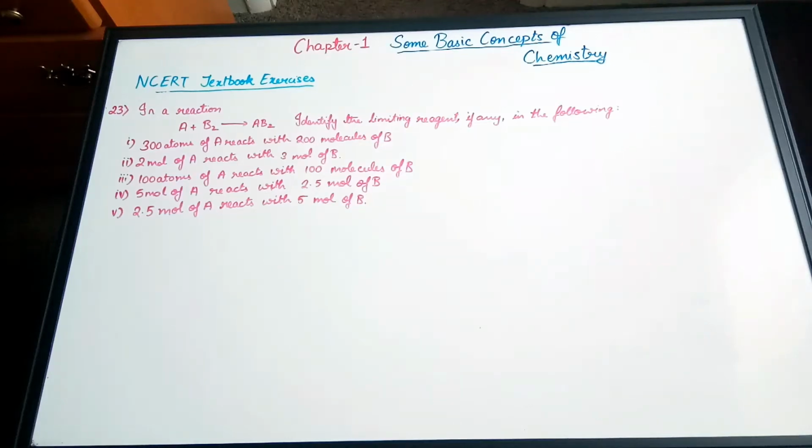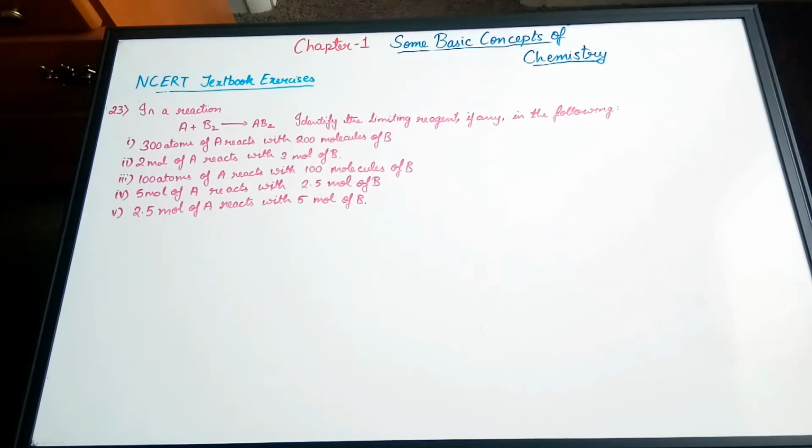Question number 23. In a reaction A plus B2 gives AB2, we need to identify the limiting reagent in the following. First of all, a limiting reagent is the one which is completely consumed in a chemical reaction. So here the chemical reaction is A plus B2 gives rise to AB2. Now we've been given various conditions, then we need to figure out which one is the limiting reagent.